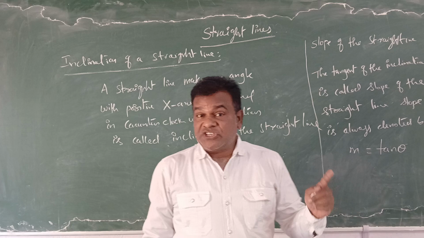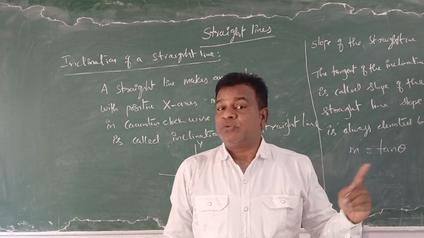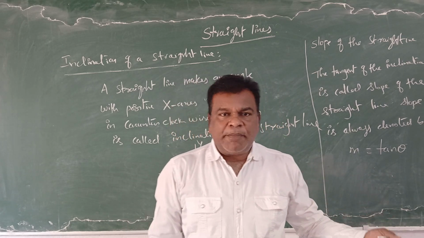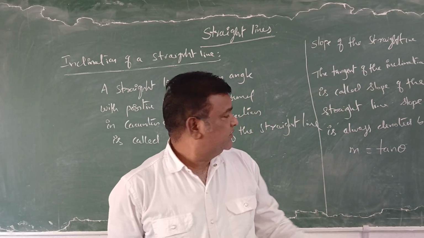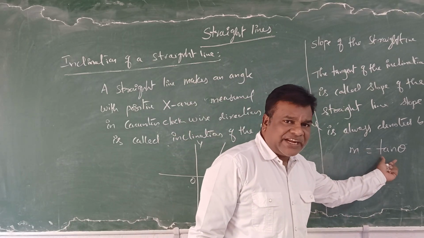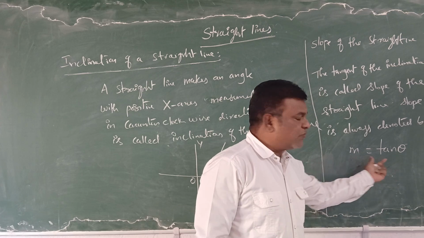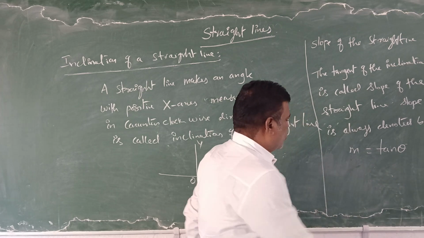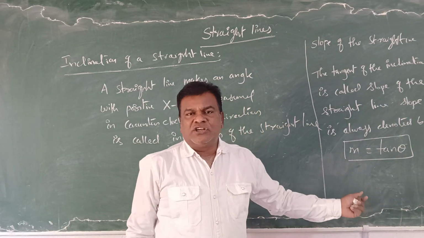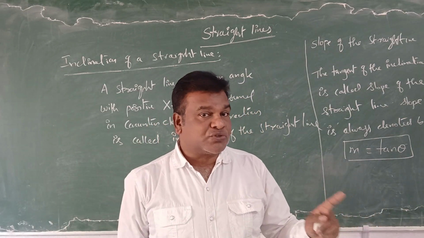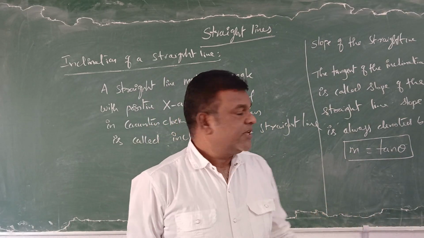So, slope is not having any units. Why? Because trigonometric ratios are not having any units. That is the reason why tan theta is a trigonometric ratio. So slope m is equal to tan theta, and slope is not having any units to measure. Okay.